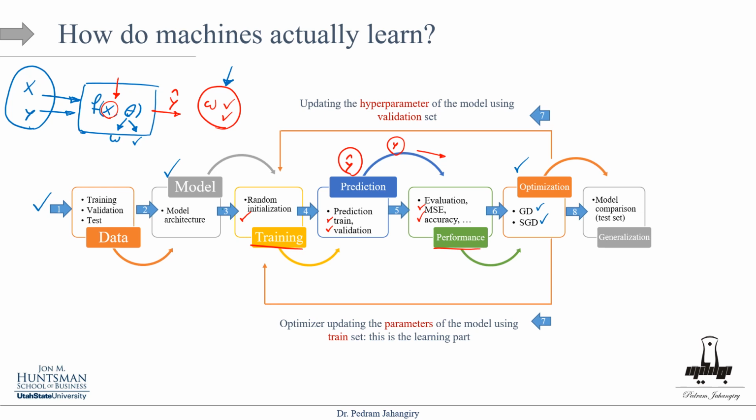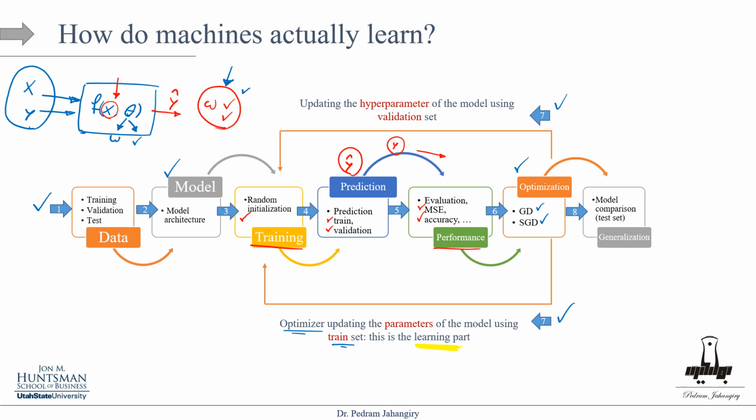But in either case, at this point, I want you to pay attention. These happen simultaneously. This is step number 7. The optimizers, the solvers, update the parameters, these weights, let's say just only the weights of the model, using the train sets, right? So this is the learning part. This is what we call the model is learning something, is learning those weights, right?